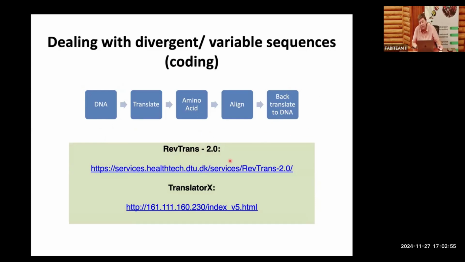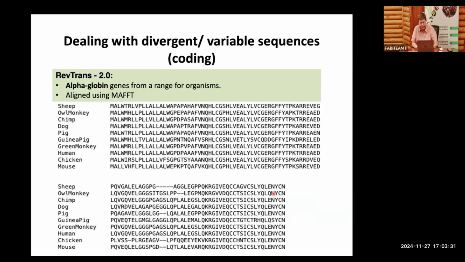So there are two programs that you can use. There might be others. These are the ones that I use. One is RevTrans, and the other is TranslatorX. I would love to show you TranslatorX online, but unfortunately, because of the X and the translator in this website address, our university blocks it. So it's either because it's TranslatorX or because of this IP address. But never mind, I have a screenshot for you.